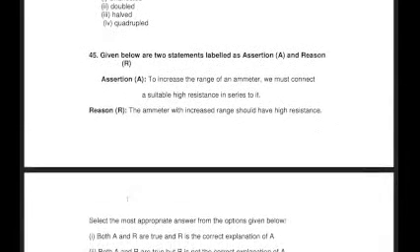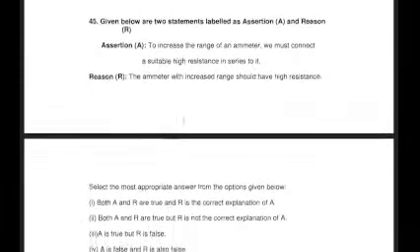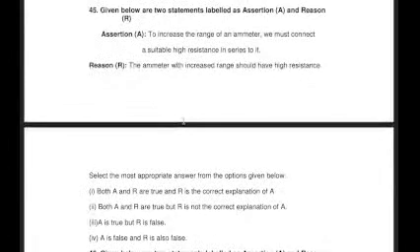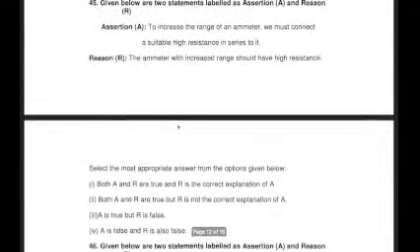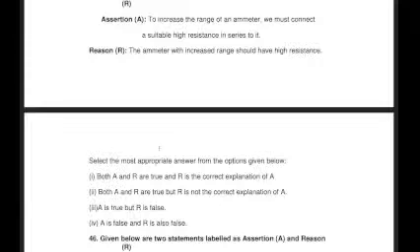Question number 45. Given below are two statements labeled as Assertion A and Reason R. Assertion A: To increase the range of an ammeter, we must connect a suitable high resistance in series to it. Reason R: The ammeter with increased range should have high resistance. Select the most appropriate answer from the options given below.